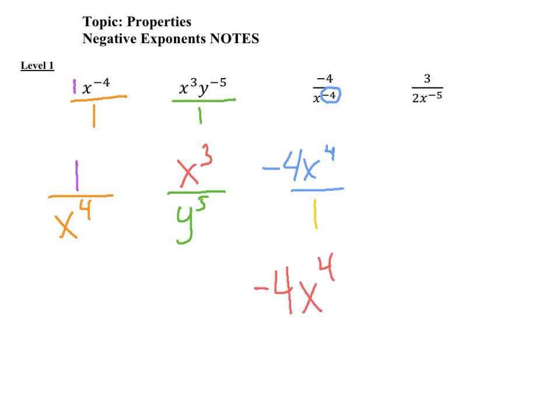Let's take a look at this final example. I have 3 divided by 2 times x to the negative fifth. I'm only going to look at this x to the negative fifth. That's the negative exponent, and it's on the bottom. To get rid of the negative exponent, I'm going to move it to the top of the fraction and make it a positive. And then that 3 and the 2 are just going to stay where they're at.